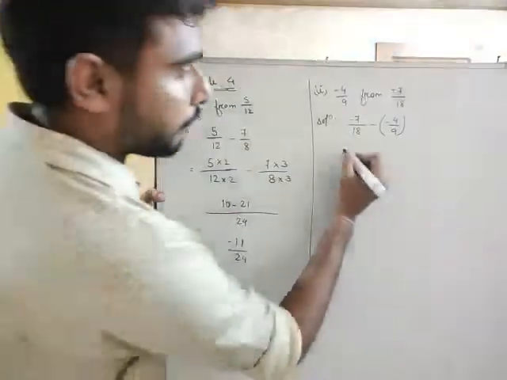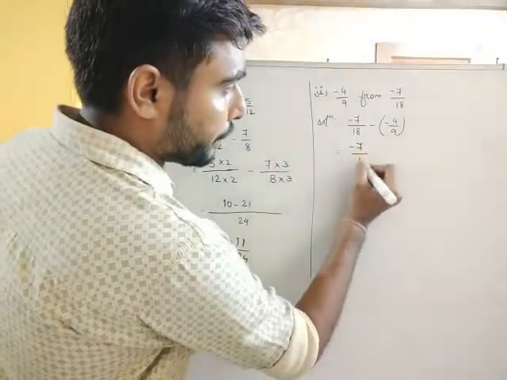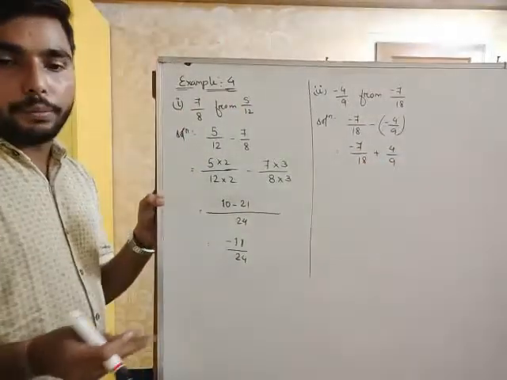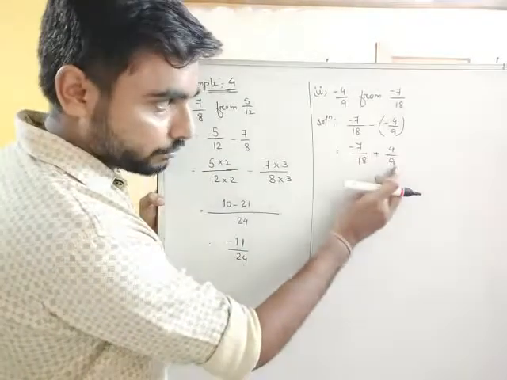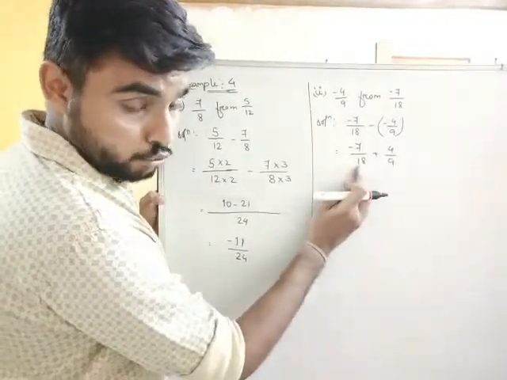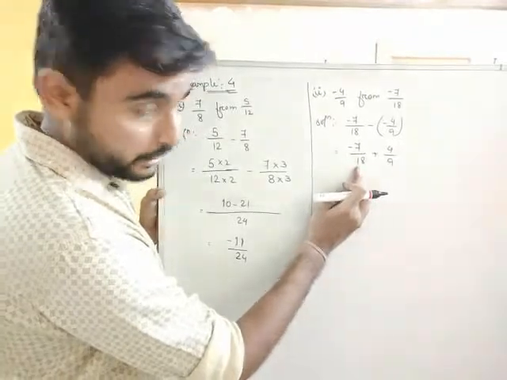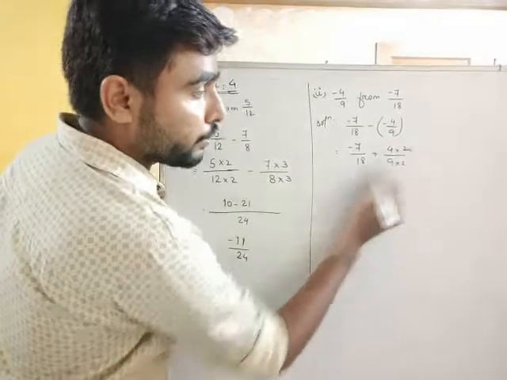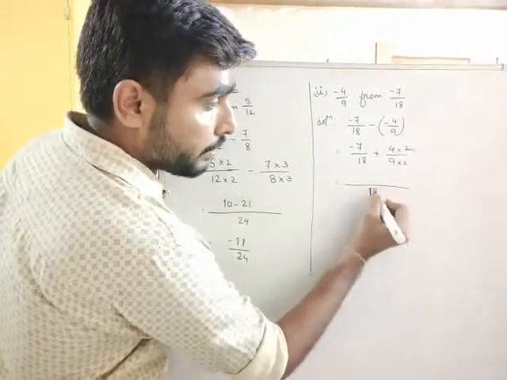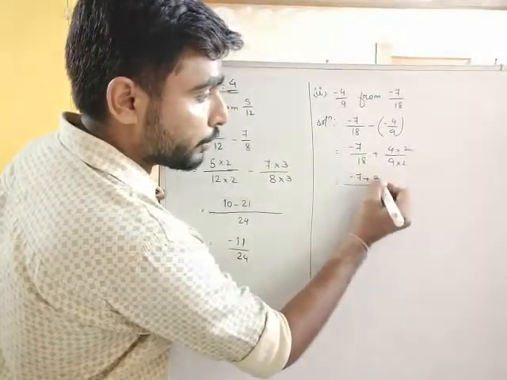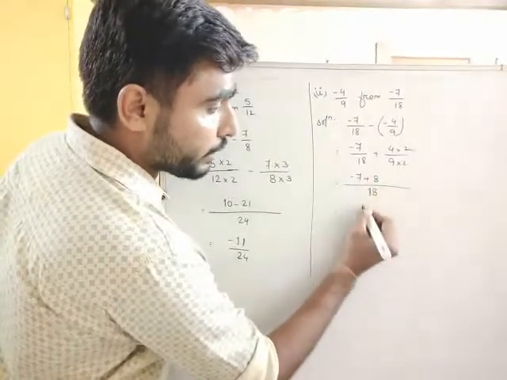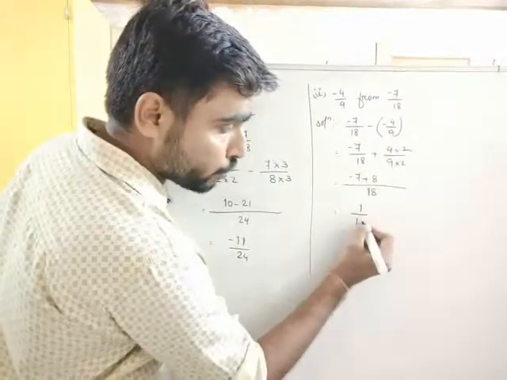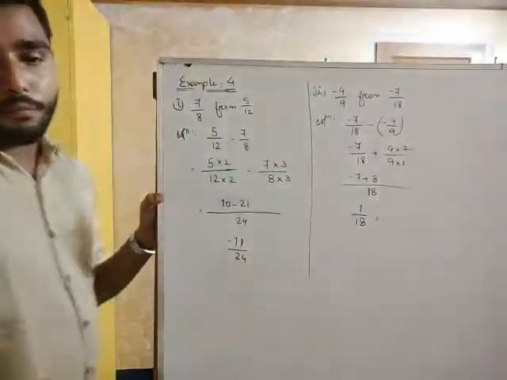Okay. So now once the bracket opens, minus becomes plus. You can see the denominator is 18 here and it is 9 here. 9 into 2 is 18. So LCM will be what? 18 only. So 9 into 2, and here 4 into 2. So LCM became 18, minus 7 plus 4 into 2 is plus 8. 8 minus 7 is 1. 8 is the greater number having a plus sign, so the answer will be positive. So positive 1 by 18.